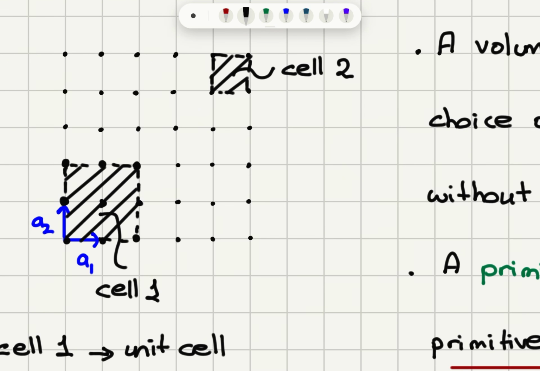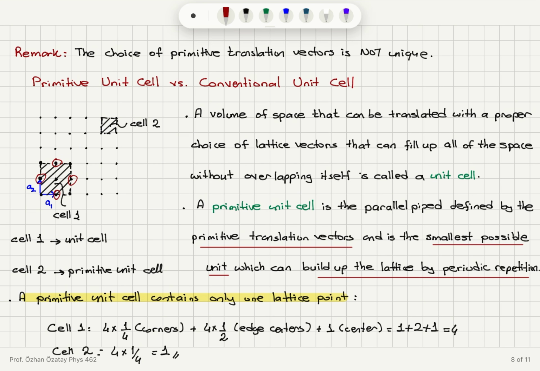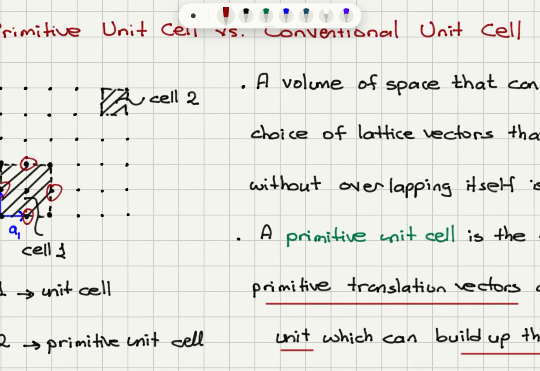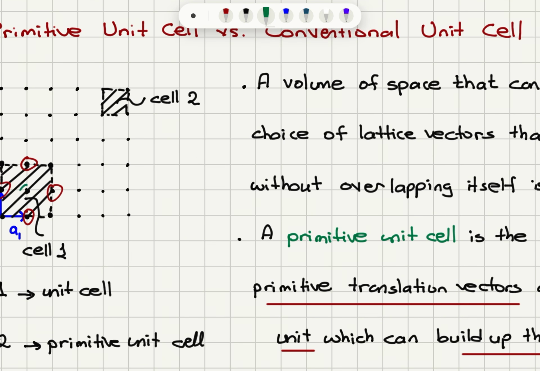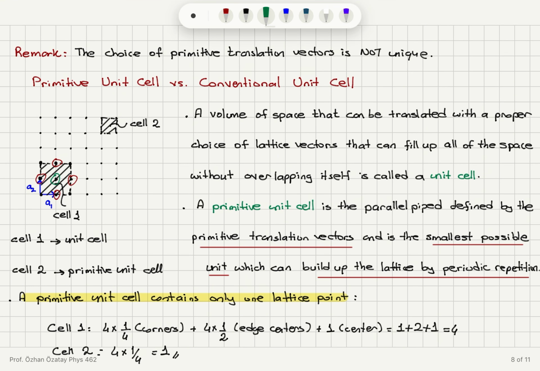And then I have 2 atoms at the edge centers here. So half of those are within the unit cell. So 4 times 1/2 from edge centers. And there is one point in the middle, that is the center point. So I have to add that one up. So I see that I have 4 atoms per unit cell.